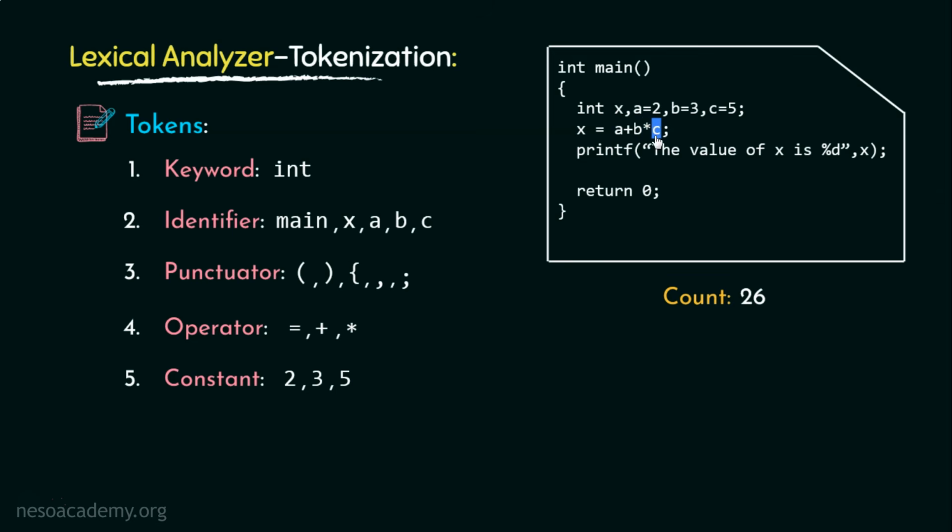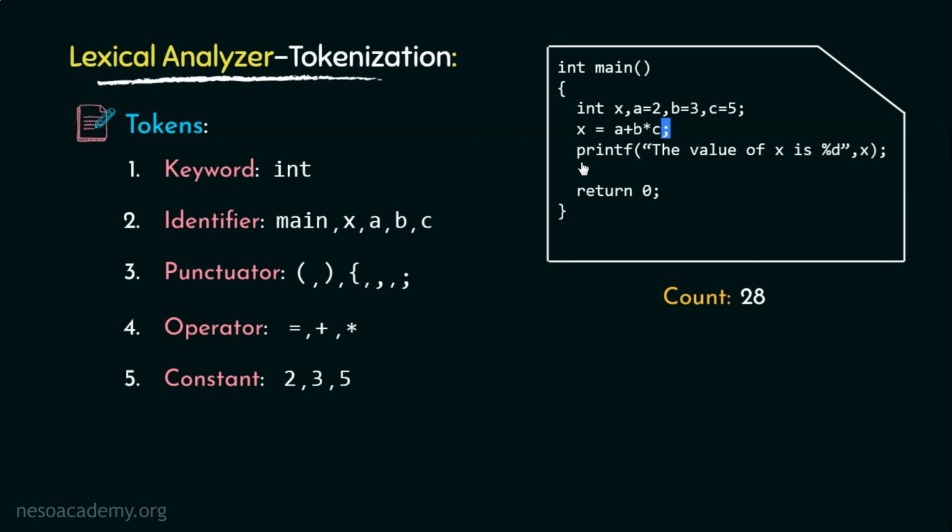Thereafter, the variable c will again raise the count to 27, and with this semicolon punctuator, the count of tokens by the end of this statement will become 28. So far, we have encountered 28 tokens.